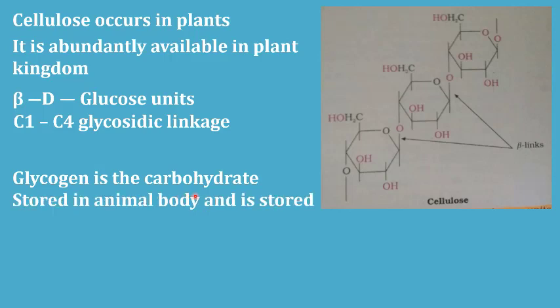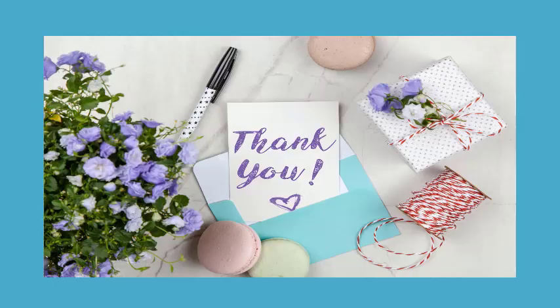Glycogen is the carbohydrate stored in the animal body. It is stored in the liver, muscle and brain. When the body needs glucose, enzymes break the glycogen down to glucose. Glycogen is also found in yeast and fungi.